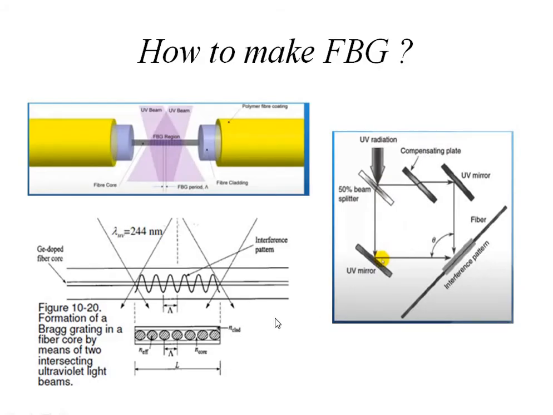So here the region of high intensity, denoted by the shaded ovals, causes an increase in the local refractive index of the photosensitive core, whereas it remains unaffected in the zero intensity regions. So a permanent reflective Bragg grating is thus written into the core.